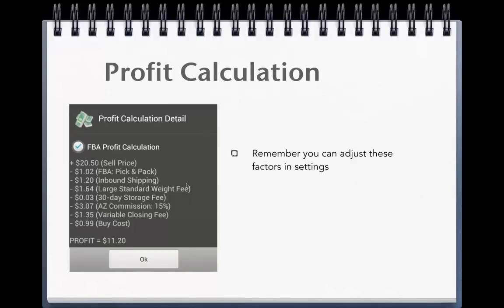And then here's how the FBA profit calculation looks. And you can adjust these different factors, the weight, the inbound shipping cost, and whether or not you want to have the 30-day storage fee calculated in the settings. One thing we do that some people like and some people don't like is we base inbound shipping on a minimum of 1 pound. So if you have an item that only weighs like 1/3 of a pound, we're still going to estimate it as weighing 1 pound for your inbound shipping. We round up to the next pound.